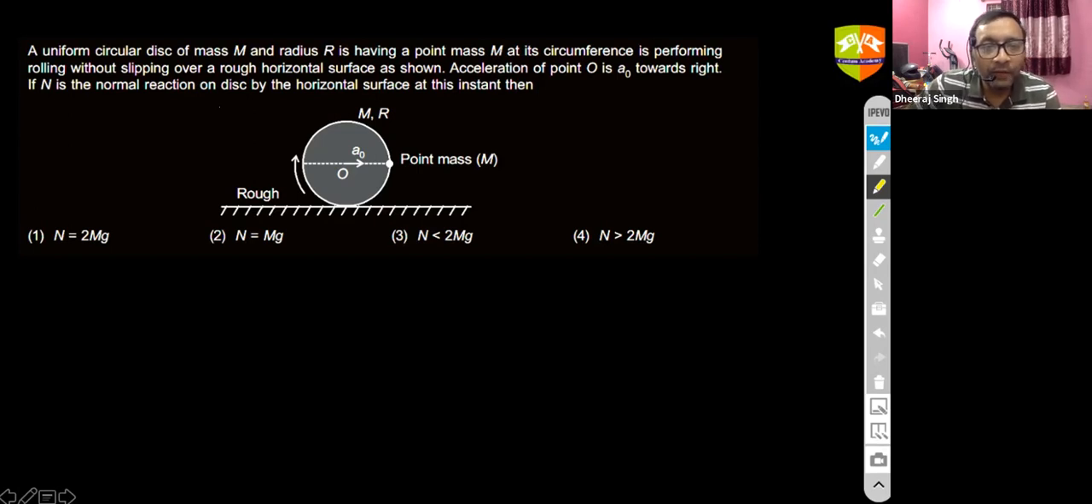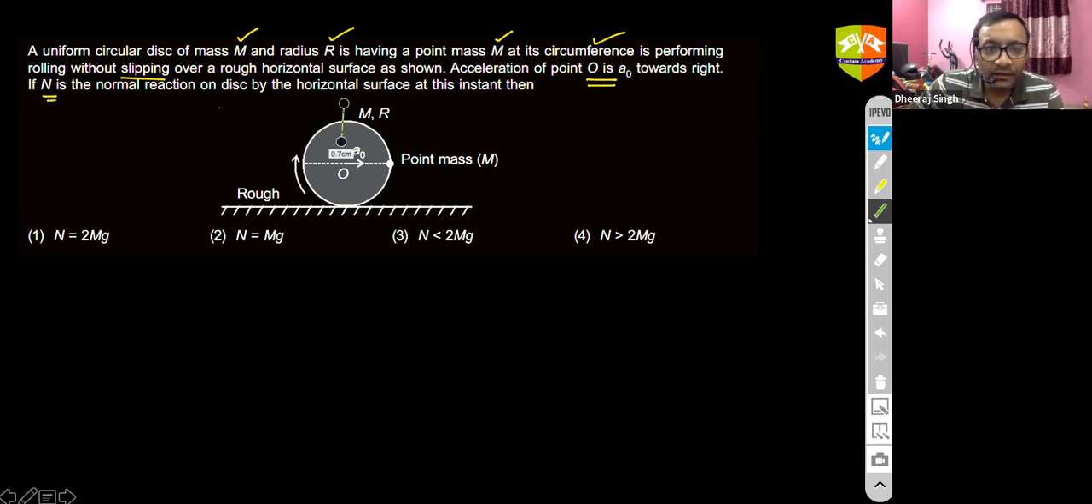A uniform disk of mass m, radius r, with a point mass m on its circumference, rolling without slipping. We have to find out the normal reaction on the disk at position of point O. So free body diagram, nothing else. Normal reaction up, mg down, and let's say friction is backwards, fr. No other force.